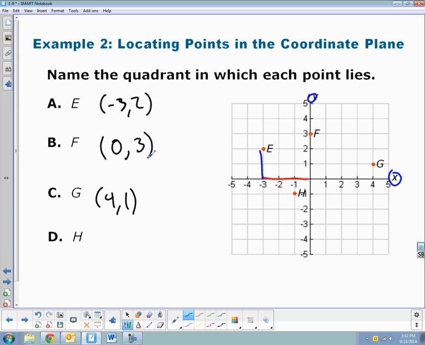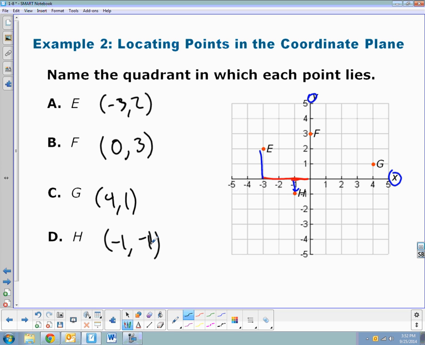For H, I go left and right -1, and then I go up and down -1 as well. And so my ordered pair is -1 in the x, -1 in the y. I've got my ordered pair. So I'm giving directions. I'm telling somebody where to go. Where are you located? I'm located at the intersection of -1 and -1.